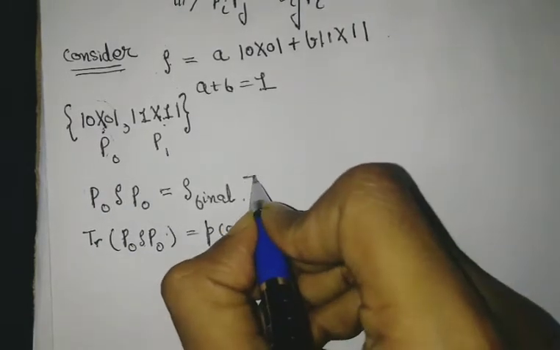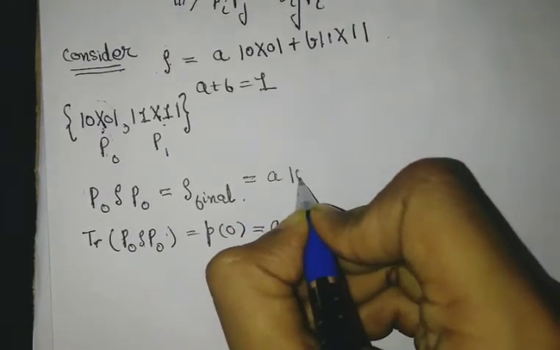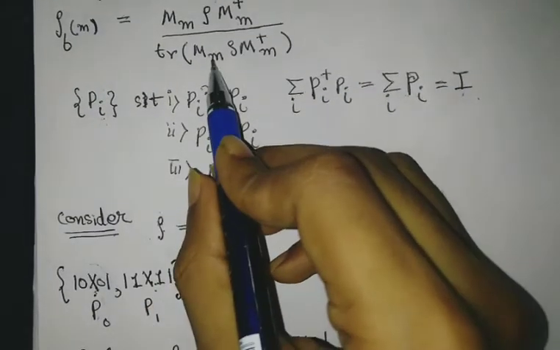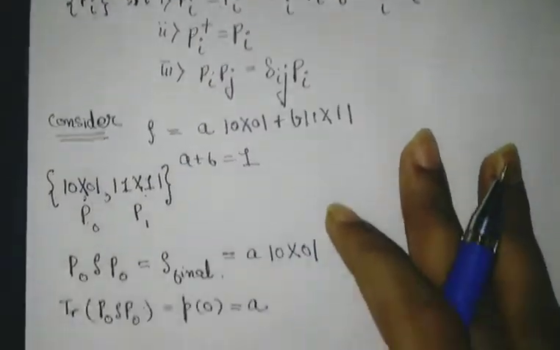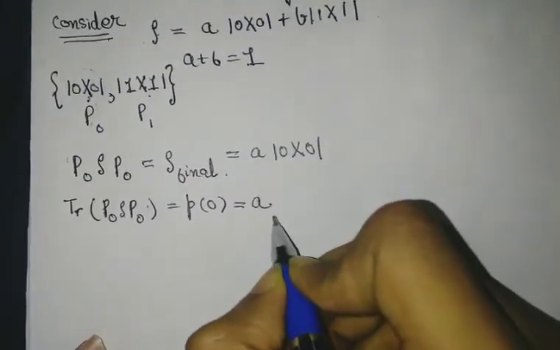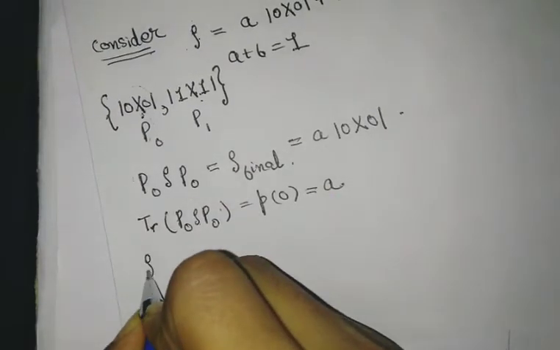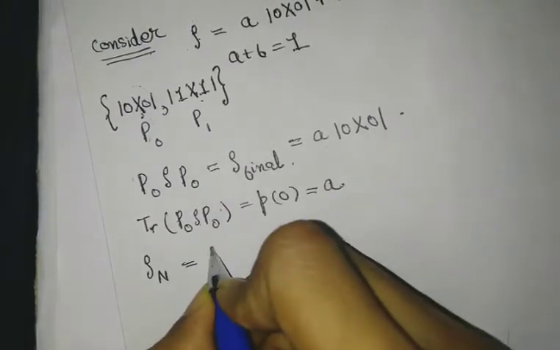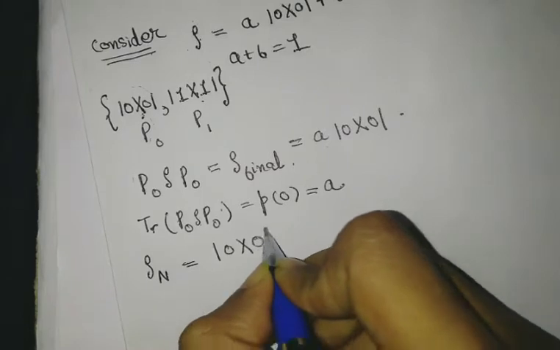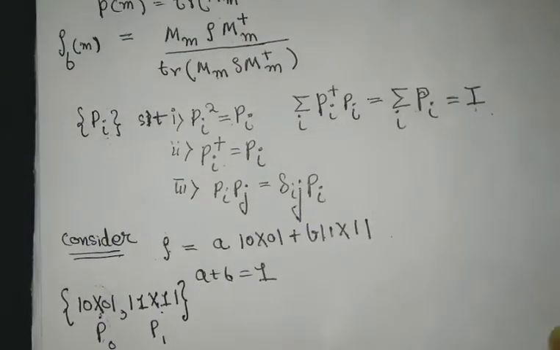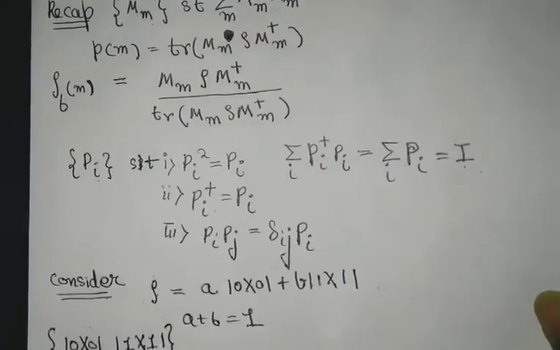And what is this state? This state is A times |0><0|, but I need to normalize it with the probability, so I have to divide by this. So rho normalized is |0><0|. You see, projector operators very nicely capture these kinds of measurements.